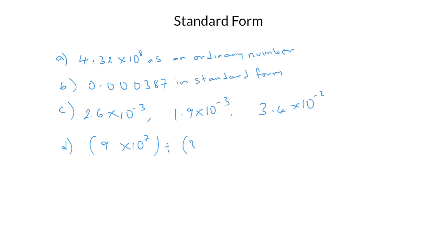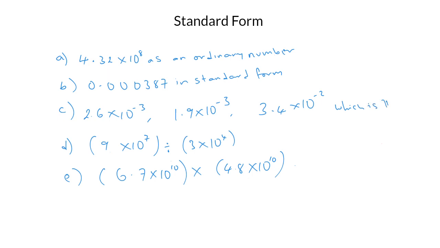divided by 3 times 10 to the power of 4. And finally, the last one is 6.7 times 10 raised to the power of 10 multiplied by 4.8 times 10 to the power of 10. So can you try your hands on all of these questions? Remember, here you're doing which is the smallest. And here you're finding the values like you have there.